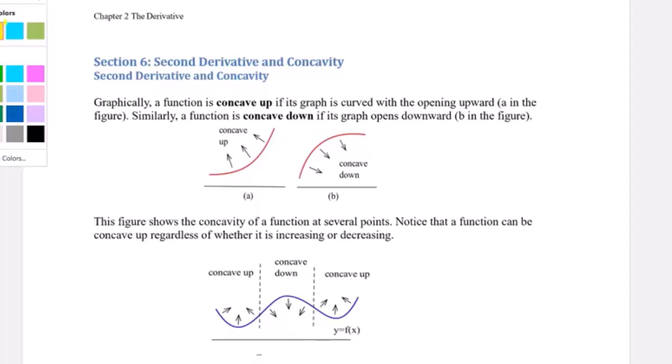Notice here, if I were to talk about the slope, here we would have a negative slope. Here it goes to 0, and here it's a positive slope. But all of that is concave up. Same thing here. This is all concave up, because if I just look at that part of the graph, it's opening up.